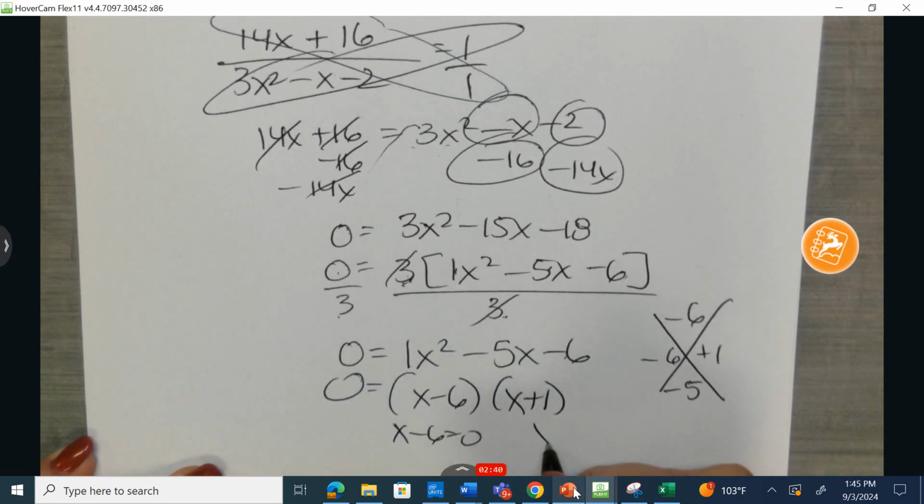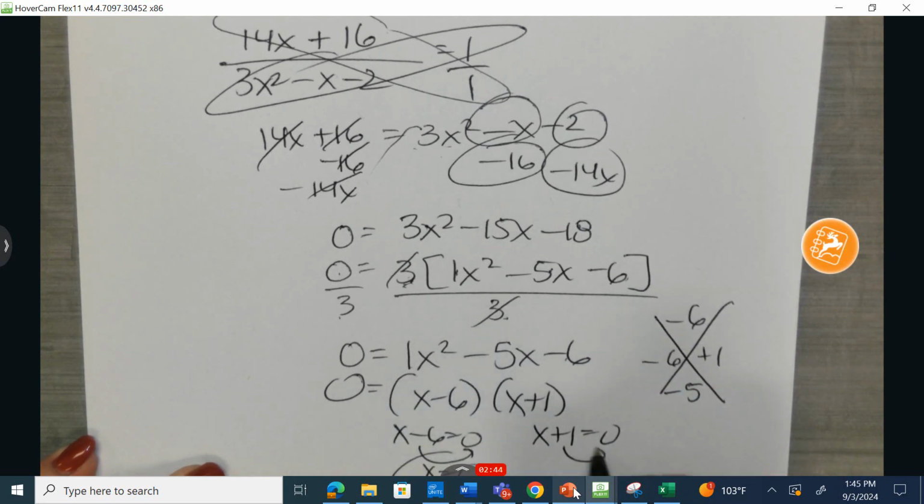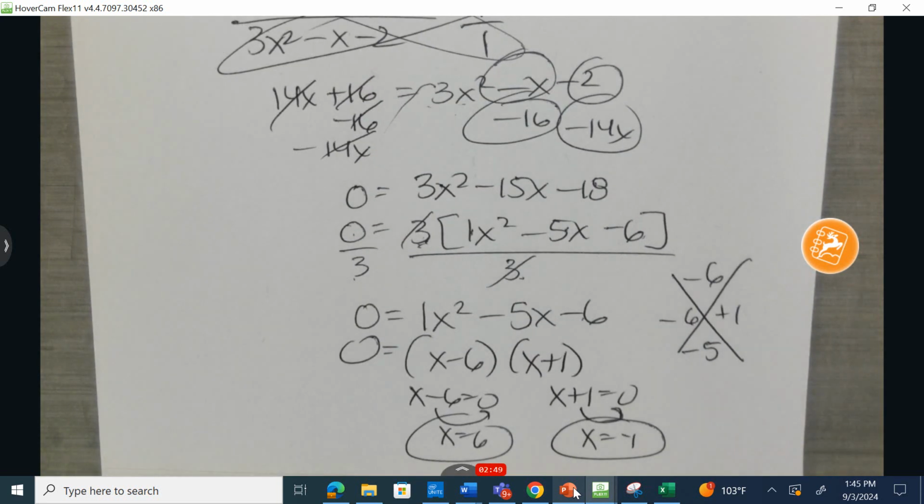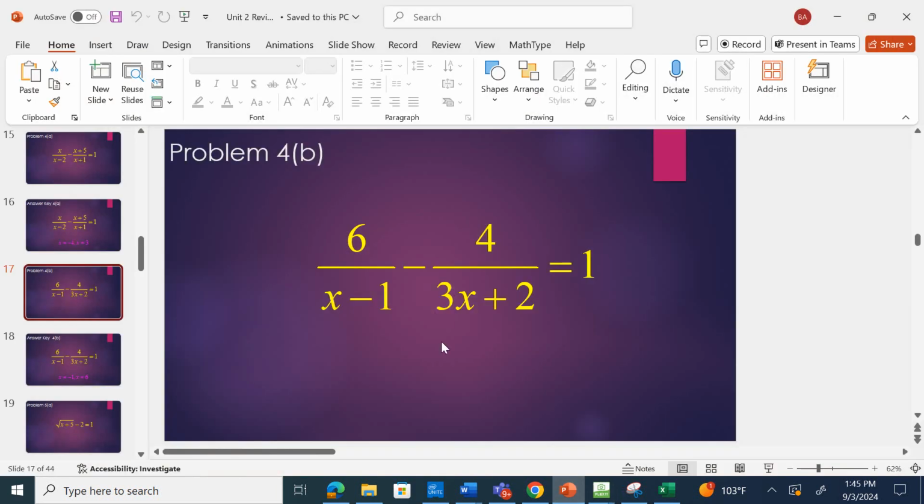Set each factor equal to 0, and I add 6 to get 6, and I subtract 1 to get negative 1. But this doesn't mean these are the answers. So now I have to go back and make sure this works. Let's start with 6. Because this original equation has variables in the denominator, I need to make sure that by plugging in 6 and negative 1, neither denominator ends up with 0. So let's start with 6. 6 minus 1, that's not 0. 3 times 6 is 18 plus 2, that's not 0. So that means 6 works.